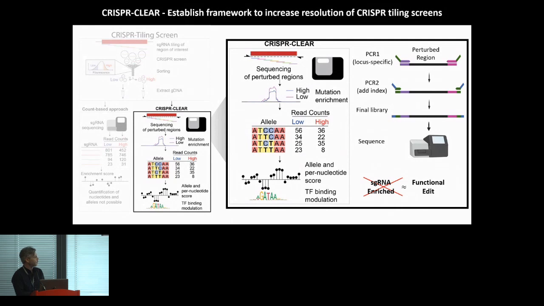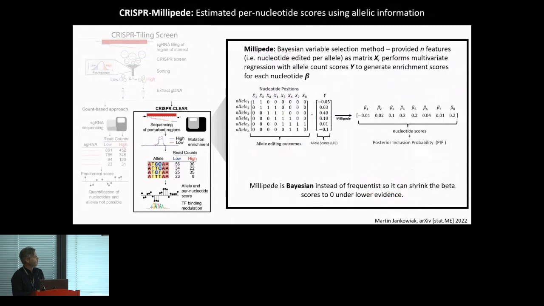So to go from the allele to the nucleotide importance, we collaborated with Martin Jankowiak, who was at the Broad Institute, and who developed this really nice Bayesian variable selection method called MILLIPID. At a really high level, what we do is encode the allele with a binary encoding, and this is your X matrix of the genotype. Y is the allele score, which is the allele enrichment.